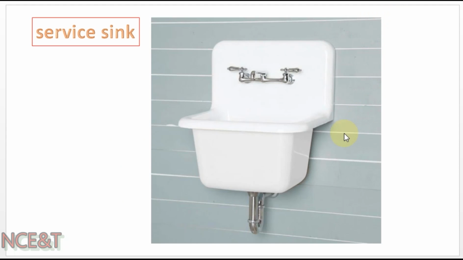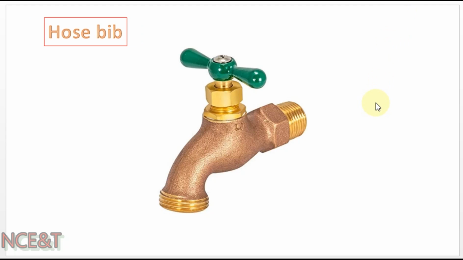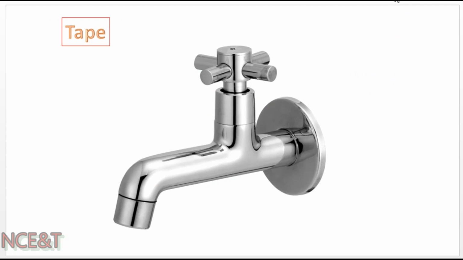This is the service sink. We use it for the cleaning purpose. The water supply and drainage pipe connection is the same as for the wash basin. This one is a hose pipe. This is a hose bib. Normally we install this one at the lawn or on the roof of the house for the cleaning purpose. This one we call a tap, and normally we use it for ablution purpose.